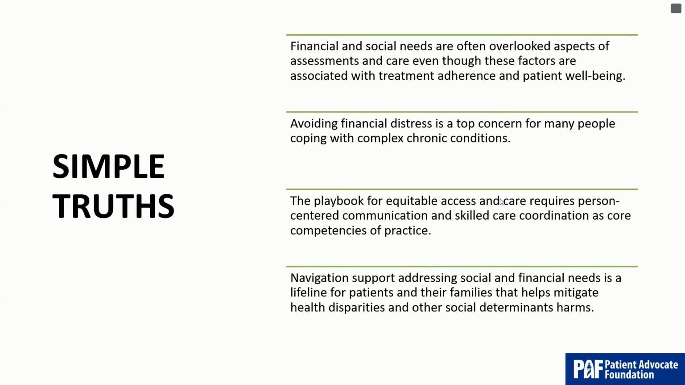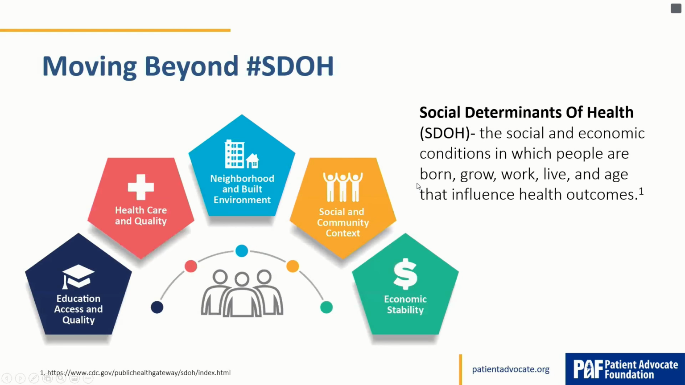And so these are just a few things. I'm not going to read every one. I know everybody got the decks before we started, but this is what we know, right? So we know not only is financial distress and avoiding financial distress a top concern, we know that these financial and social needs are often overlooked aspects of the care that patients receive, often not even talked about or addressed by providers. And we also know that there is a need to ensure equitable access and care that starts with patient-centered, person-centered communication and skilled care coordination, right? These are core competencies, and navigation support really supports this person-centered care and communication by helping providers address some of these social and financial needs. So these are things we know and PAF and NPAF have been working on for a long time.